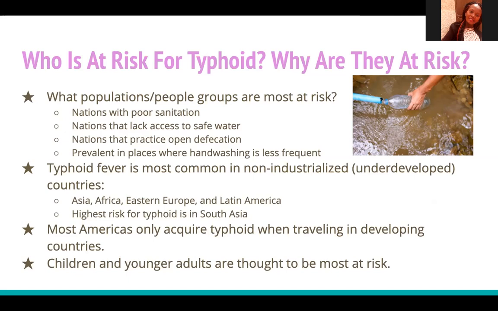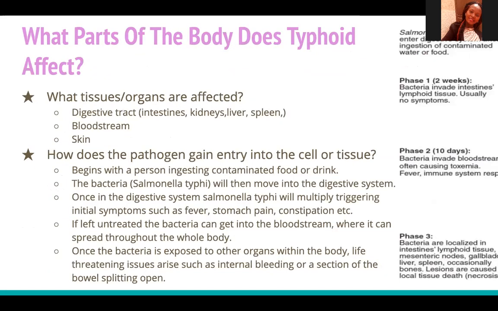Children and younger adults are thought to be at most risk because for the children, they're still developing immunity, and for younger adults, I think they're still active. Okay, the next slide.